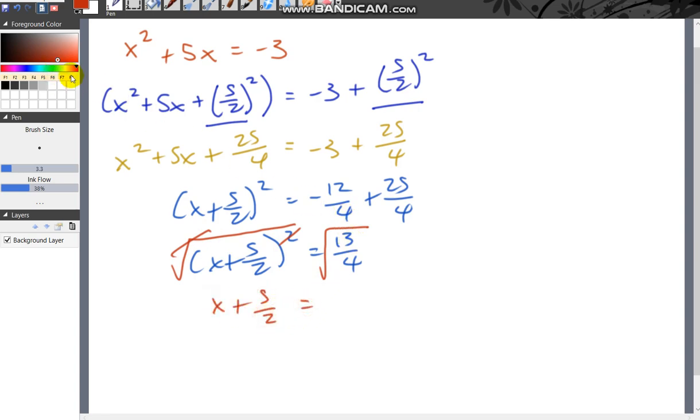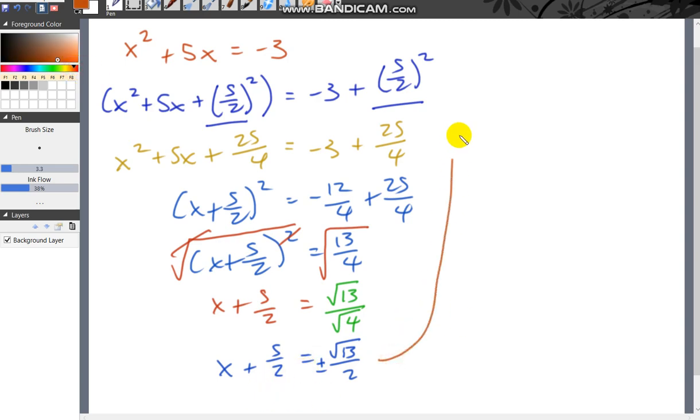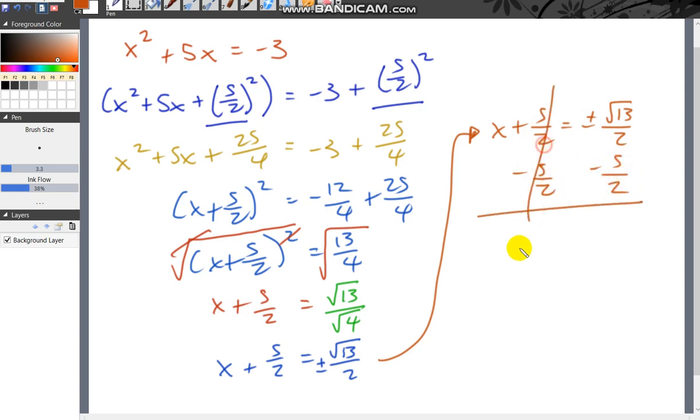Then we can break this up. This is where that little rule from earlier comes in. This is square root of 13 divided by square root of 4. Square root of 4 is 2. So this is square root of 13 divided by 2. Oops, I forgot my plus minus. Don't forget the plus minus. Then we can subtract 5 halves on both sides. I'm running out of room here, so I'm just going to write this here. x plus 5 over 2 equals plus or minus square root of 13 divided by 2. I'm just going to subtract 5 over 2 from both sides. So you get x equals negative 5 over 2 plus or minus square root of 13 divided by 2.